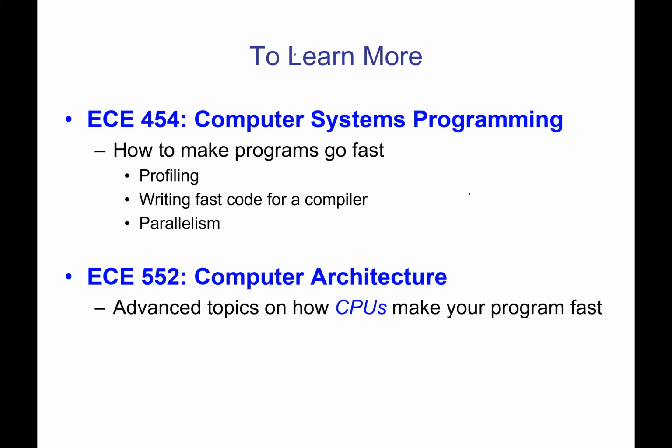If you want to learn about how CPUs make programs run fast, you can take ECE 552, which goes into how we make multiple cores work well together on a single CPU. I told you that a modern CPU core is running about 30 instructions at once, but it provides the illusion to the programmer that it's running one at a time. That's actually very complicated. This course would tell you how that works. How do you really make CPUs do that?